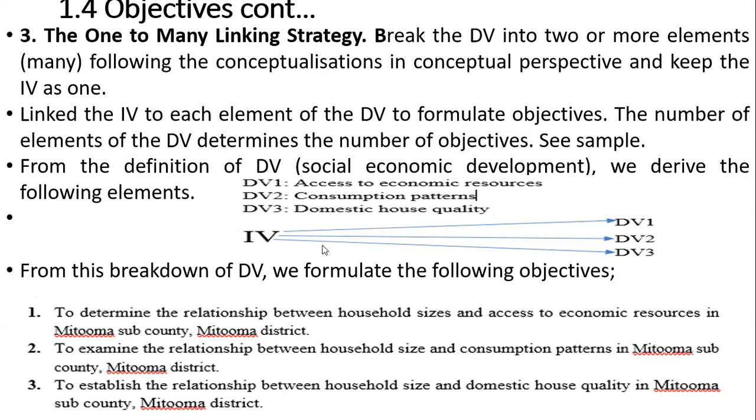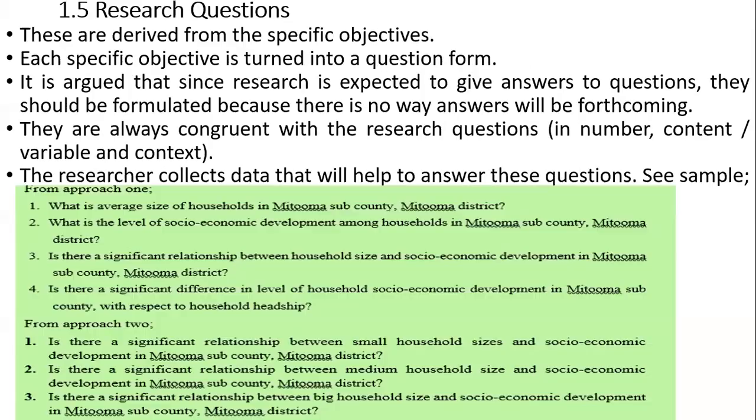Then we have linked the IV, as you see this arrow, to each element of the DV, and each arrow is an objective. So the formulation is indicated here. Once you have picked the idea on how to formulate the objectives using the three approaches, you choose which approach you are going to use to formulate your objectives, and you begin.